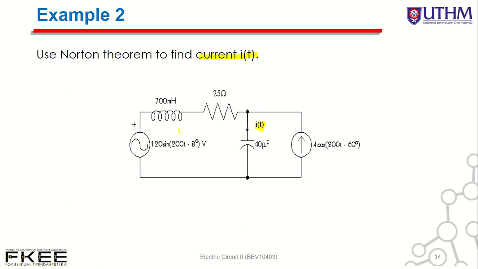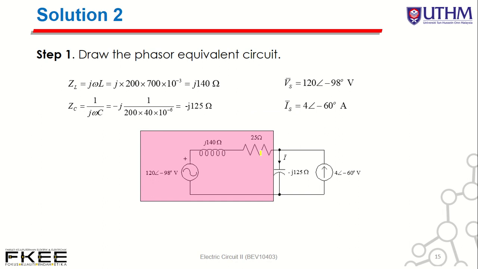So first of all, what you need to do? You need to set this part as one box, and then you can replace it by a Norton equivalent circuit. First you need to convert from the time domain to the phasor domain. Convert the voltage, current, XL, XC to polar form. You determine ZL, ZC, VS, and IS in polar form. We call it the phasor equivalent circuit.